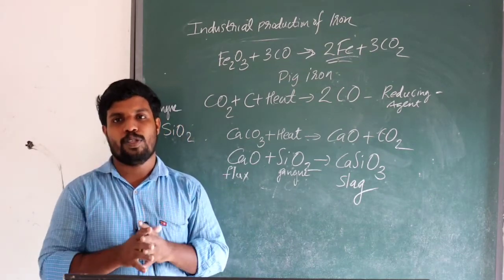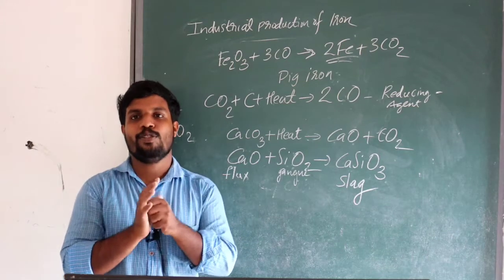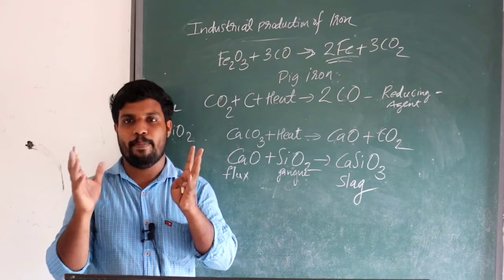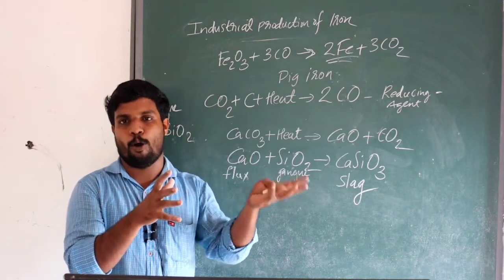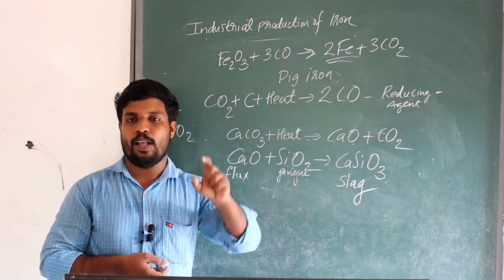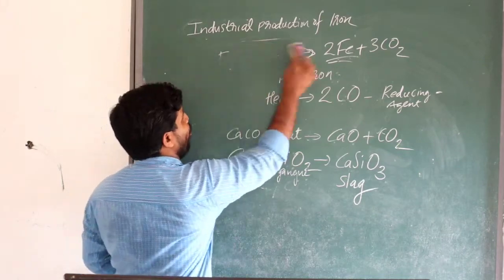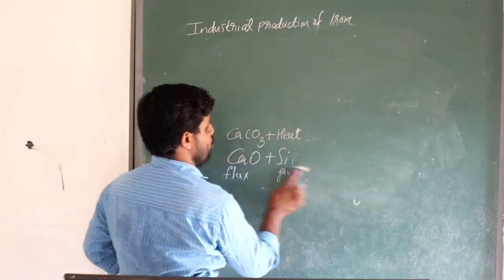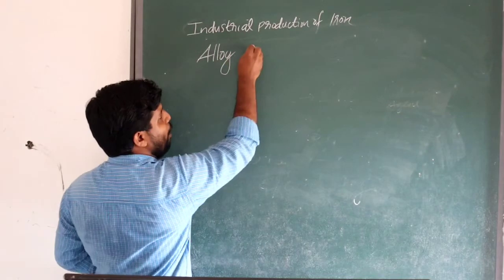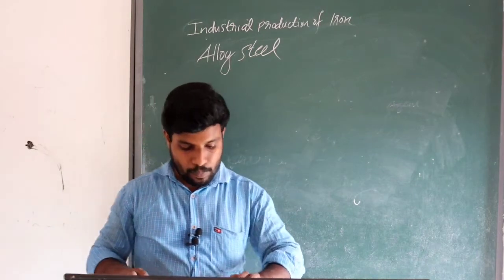Then we have to study the alloys of iron. Alloys of iron means one metal combining with other metals or non-metals; these are generally known as alloys. So here we are studying the alloys of iron, and the alloys of iron are known as alloy steel.